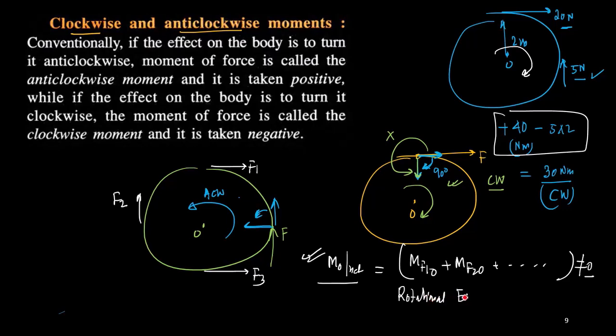So what is equilibrium? Equilibrium is no rotation. Whenever the body is in rotational equilibrium, that means the net moment about point 2 should be equal to 0. And if the net force is 0, then it becomes translation equilibrium. Net force is 0 means translation equilibrium. Net moment is 0 means rotational equilibrium. So depending on that, the body may be either in equilibrium or not in equilibrium.